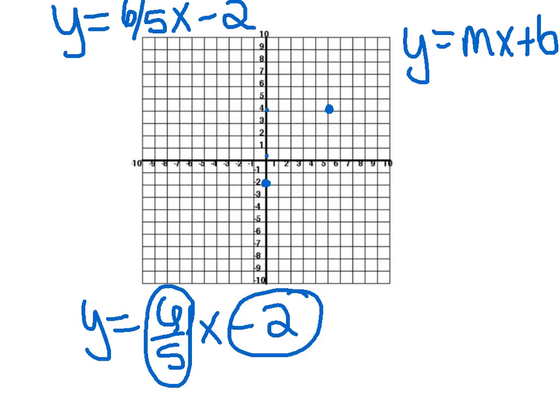So once we have our 2 points, we can connect them, giving us our line. So y equals 6/5 x minus 2 is equivalent to this line.